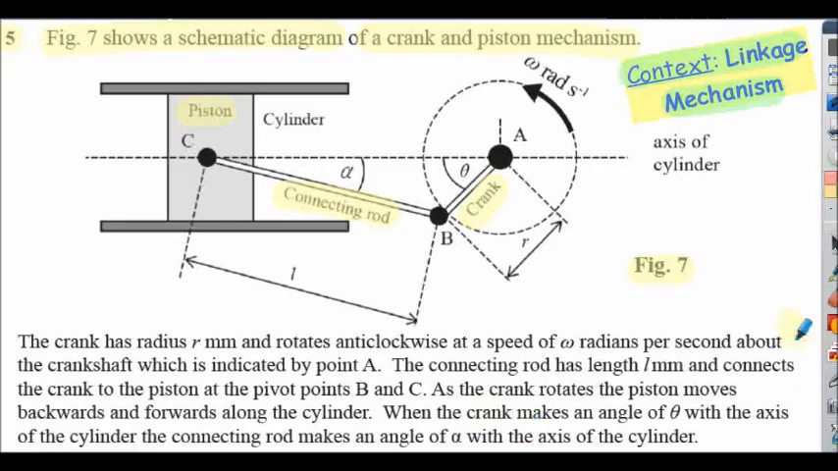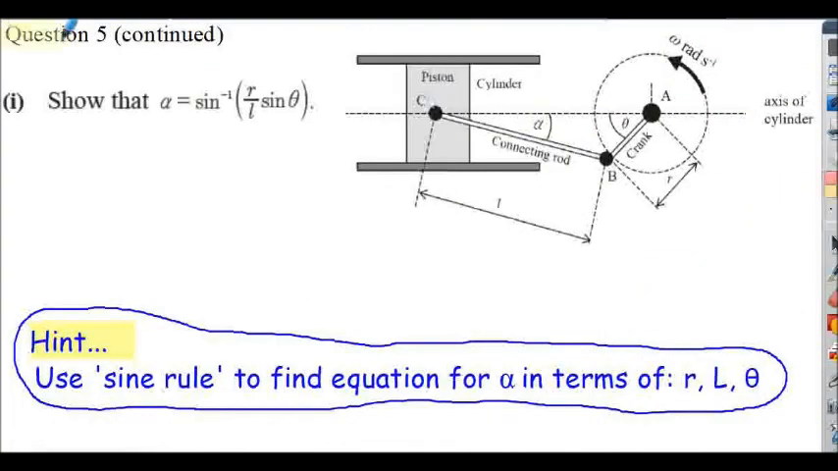I'll let you review the description in the question at your own pace. Just explains what's shown in the diagram. Question 5, here's part 1. We've got to show that the angle alpha, this angle shown here on our diagram, can be of the form sine to the -1, arc sine, inverse sine, r, shown here, the radius of the crank, divided by L, the length of the connecting rod, multiplied by sine theta. Theta is the angle shown here.